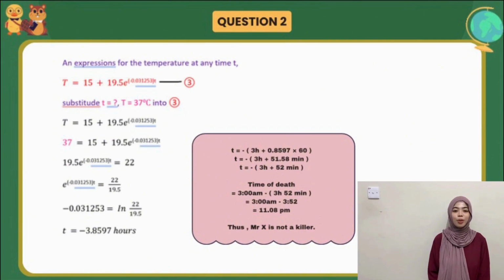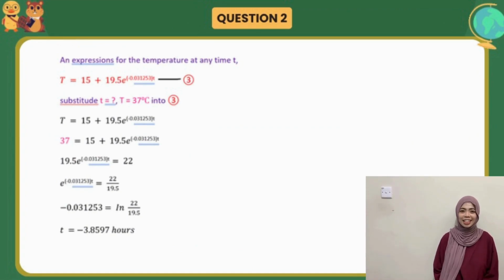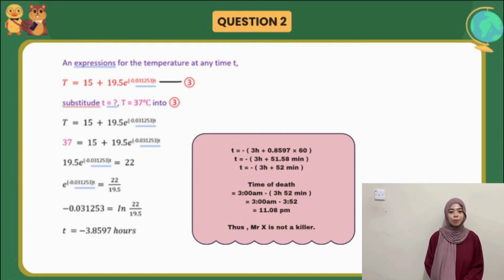From equation 3, we need to find the time of death when the human body temperature is 37 degrees Celsius. So, T equals 15 plus 19.5 e^(negative 0.031253t). We substitute the value of T, which is 37, and we get t equals negative 3.597 hours. Now, is Mr. X the killer? Let's find out. We already know that the time of death is t equals negative 3.597 hours. So we convert to AM or PM and we get 11 PM.